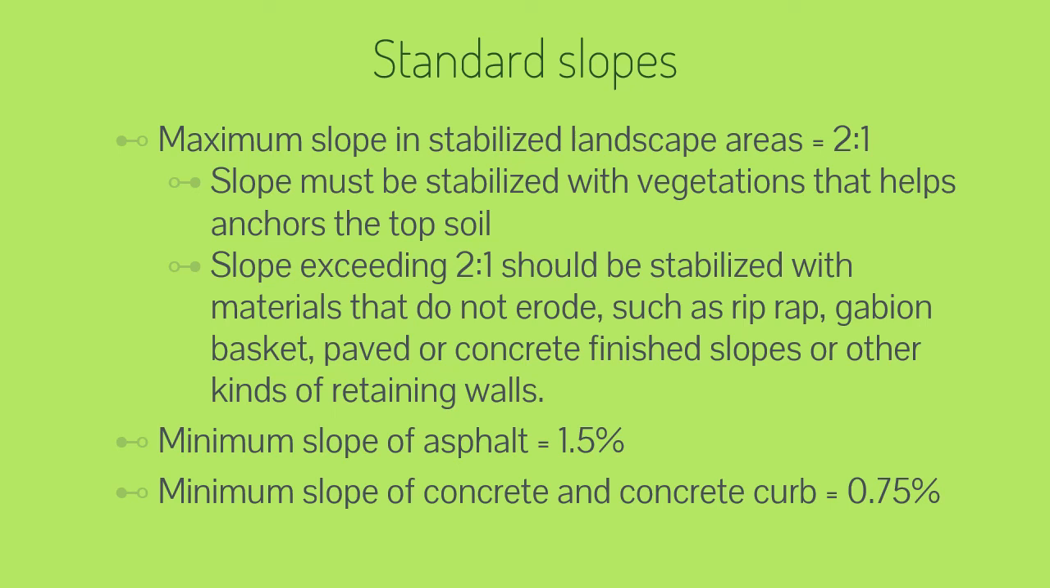Maximum slope in stabilized landscape areas is 2:1. Slope must be stabilized with vegetation that helps anchor the topsoil. Slope exceeding 2:1 should be stabilized with materials that do not erode, such as riprap, gabion basket, paved or concrete finished slopes, or other kinds of retaining walls. Minimum slope of asphalt is 1:5. Minimum slope of concrete and concrete curb is 0.75%.